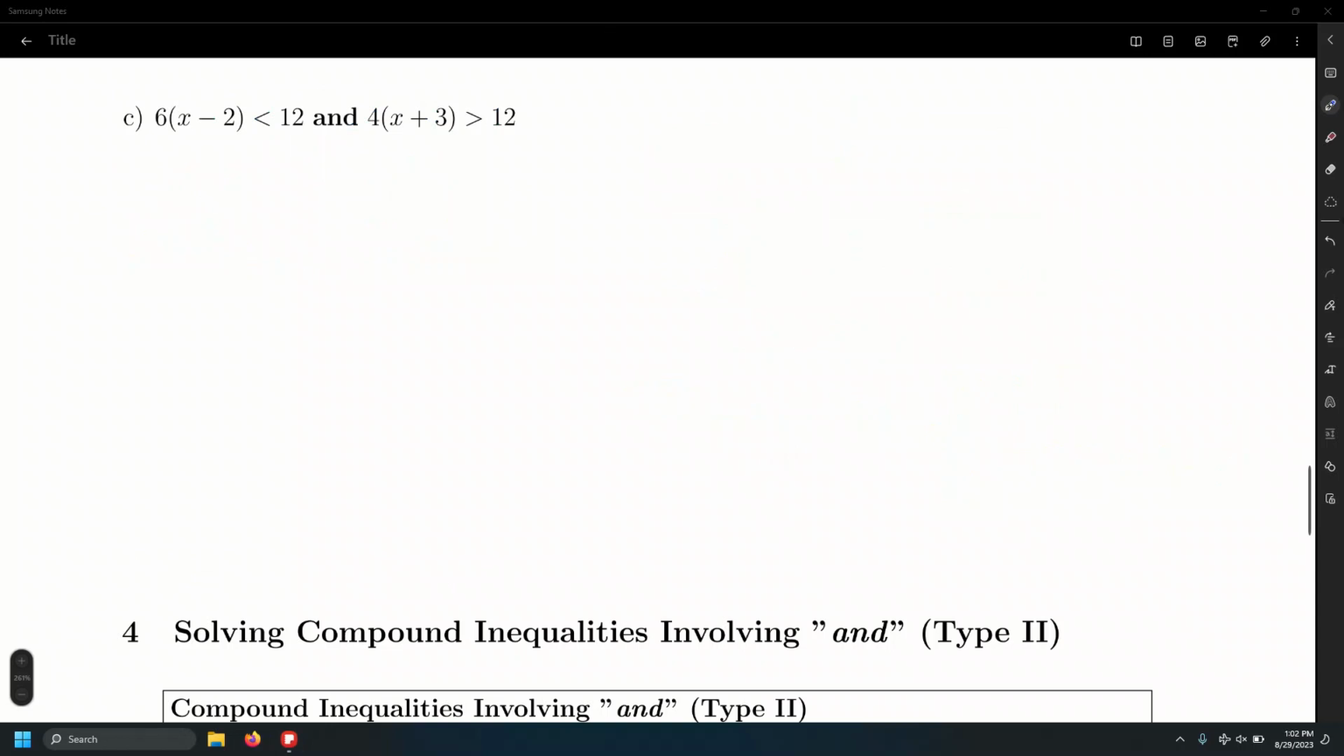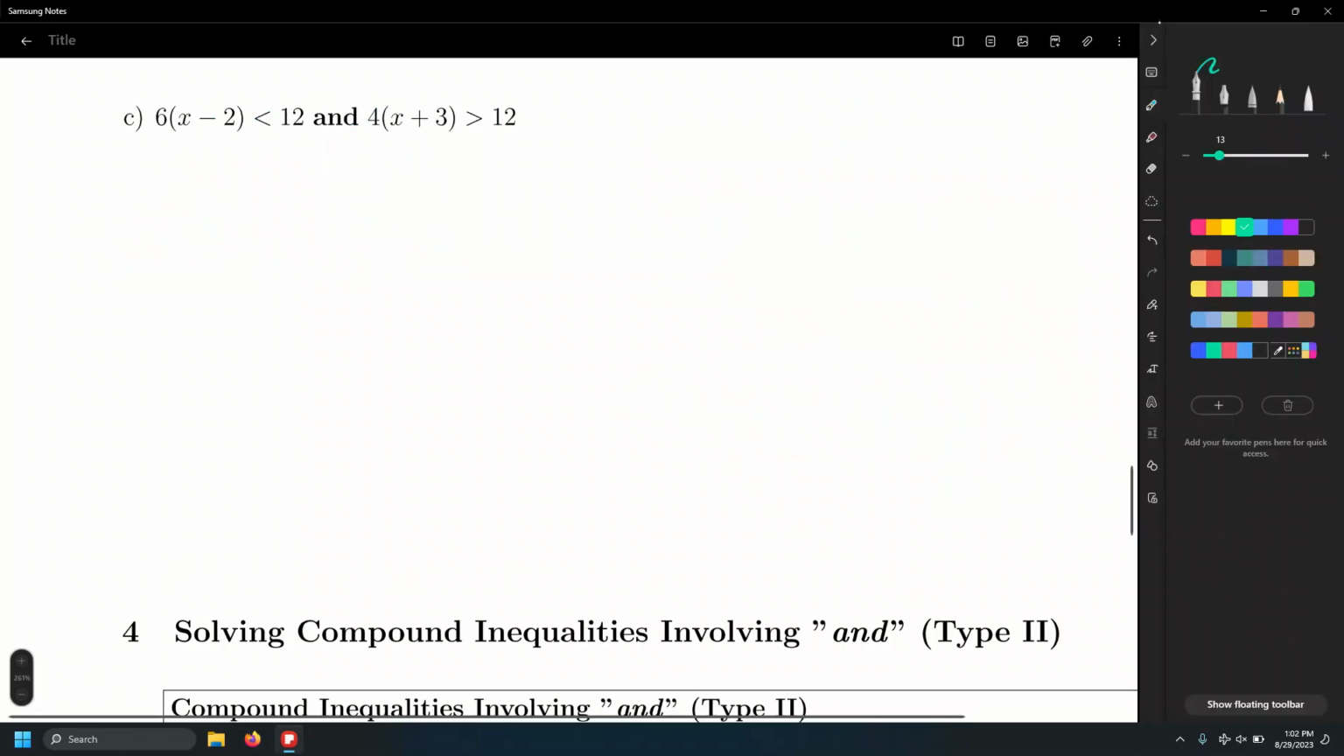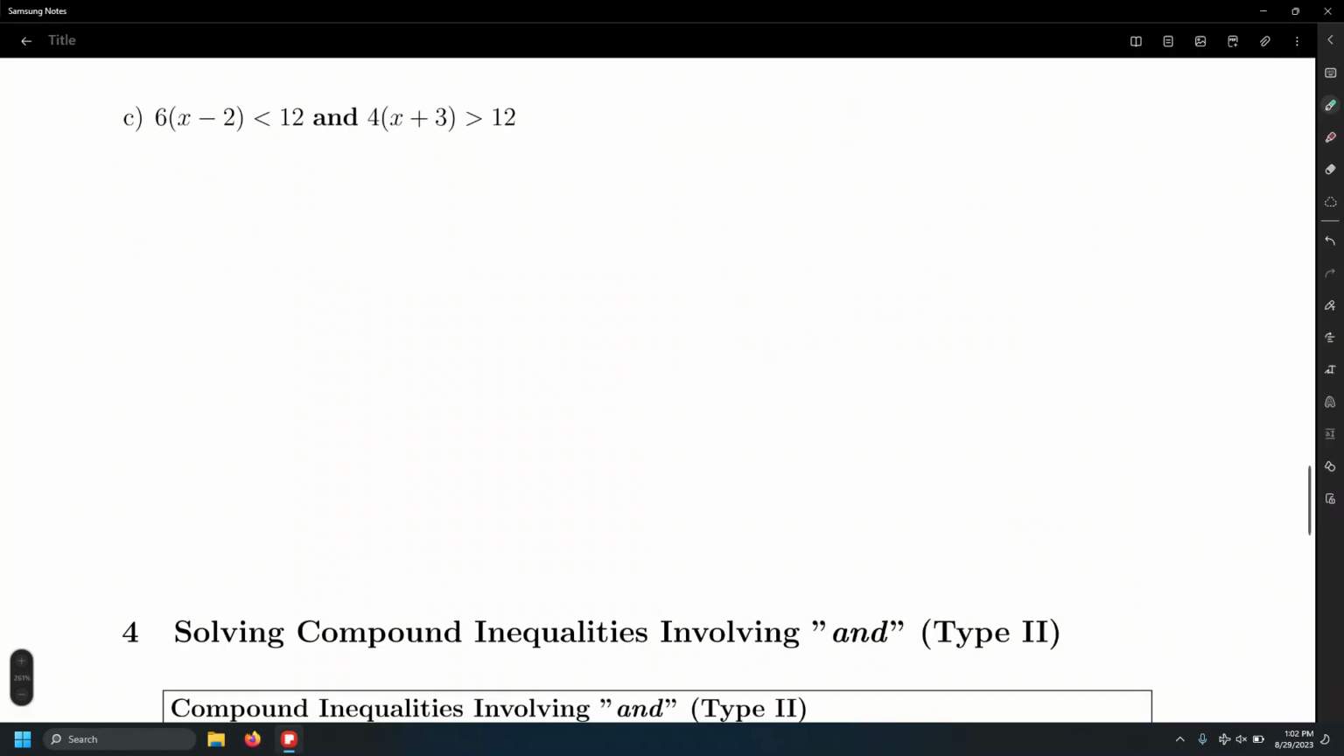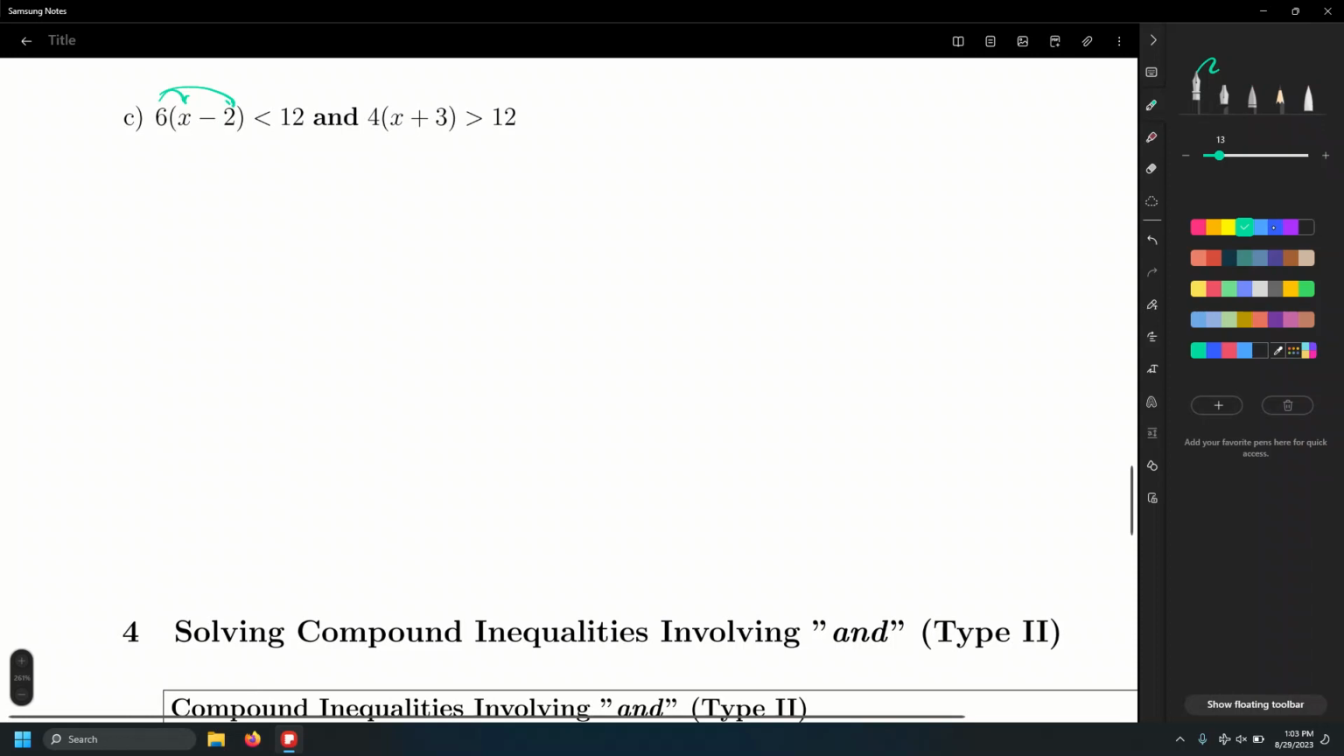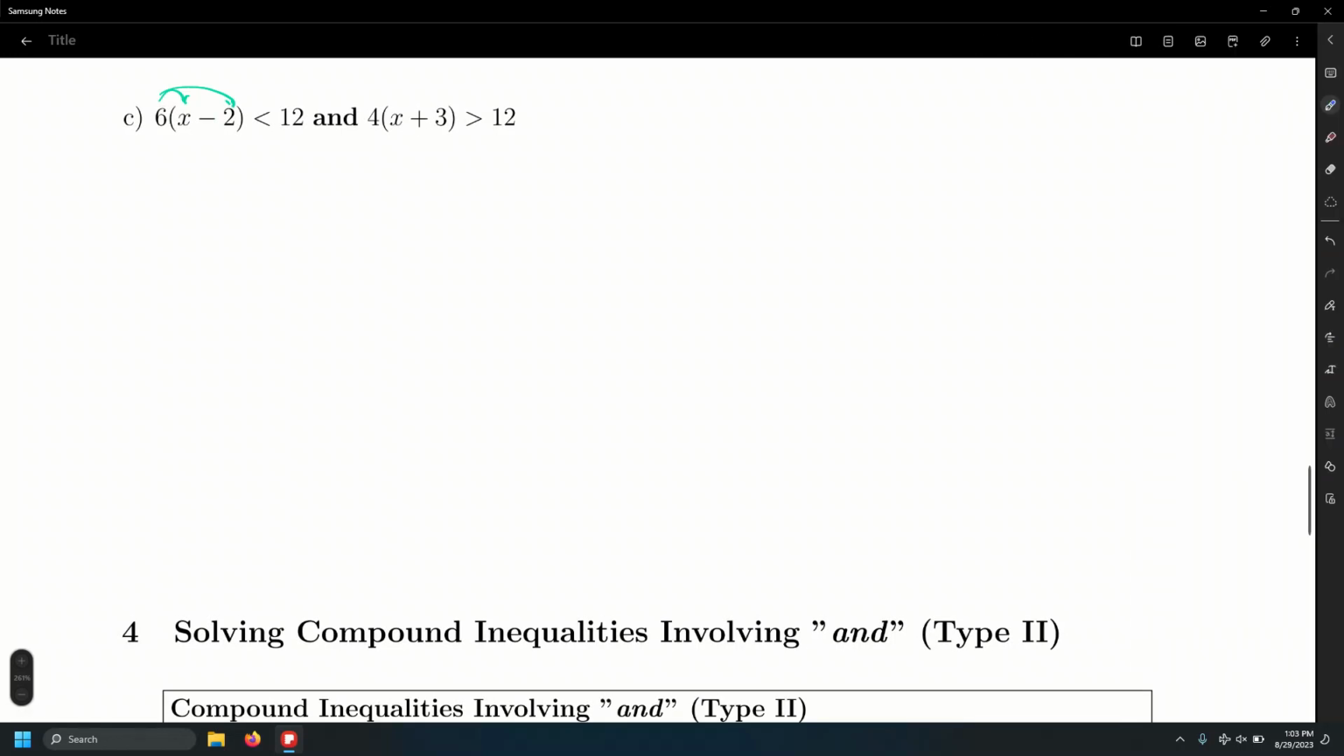First of all, notice here for each individual inequality, we have parentheses. That means we need to use the distributive property first before being able to solve the inequality. Or actually, you can divide both sides by 2 because it turns out that 12 is divisible by 6. So either way, you can do it. But well, I already did the distribution.